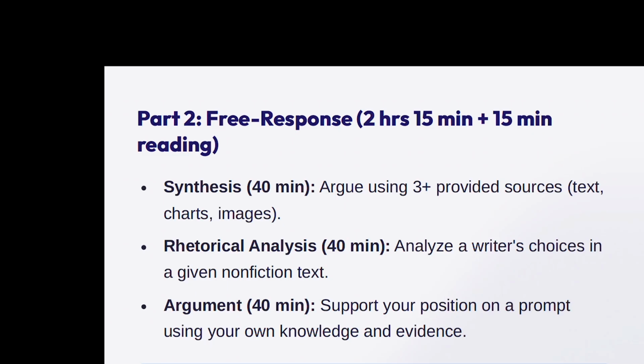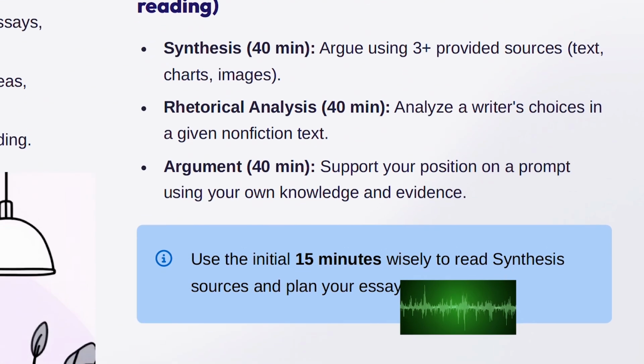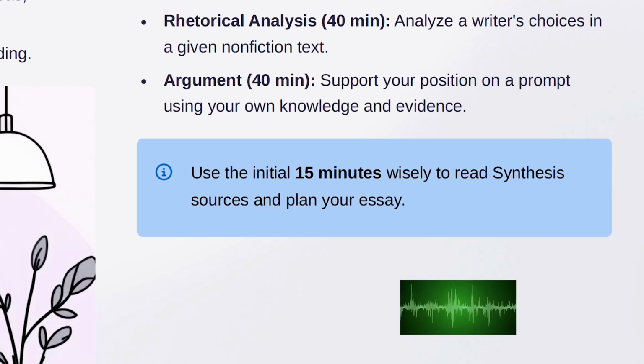And in the argument essay, you're going to support your position on a prompt using your own knowledge and evidence. Use the initial 15 minutes wisely to read synthesis sources and plan your essay. You should definitely use the initial 15 minutes to read the synthesis essay sources, which is the very first essay in the section. Some recommendations to succeed.